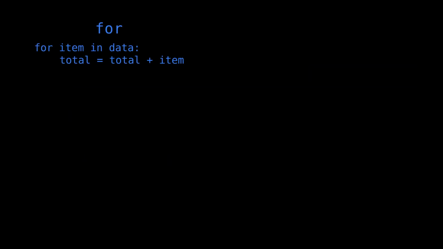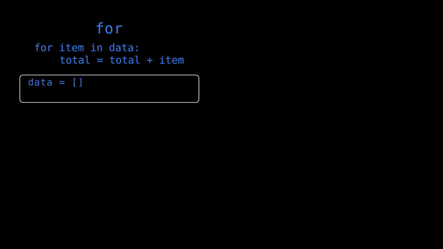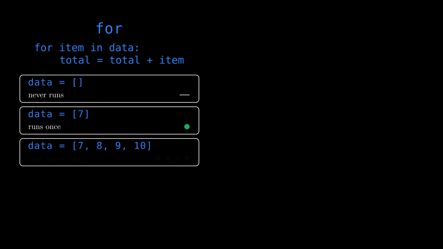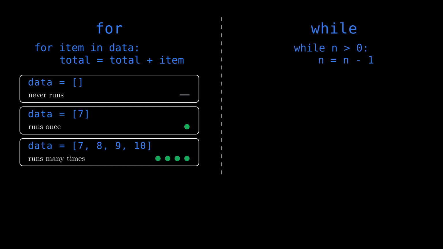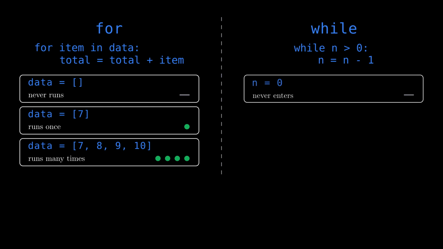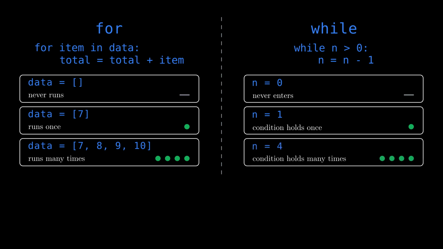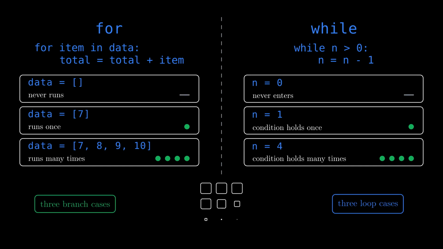Loops get the same treatment with 3 cases each. Take a for loop. One case where the body never runs at all, one where it runs exactly once, one where it runs many times. A while loop is identical. A case that never enters, a case whose condition holds once, a case whose condition holds many times. Now count. Every conditional multiplies against every loop, and glass box testing hands you far more cases than intuition ever did.